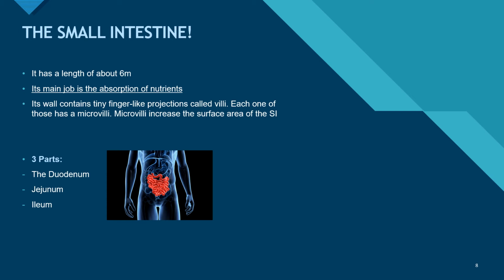The jejunum absorbs sugars, amino acids, and fatty acids, and makes up about 2/5 of the small intestine. And then lastly, the ileum measures about 3 meters, and its main job is to absorb nutrients and products such as B12 and bile acids.